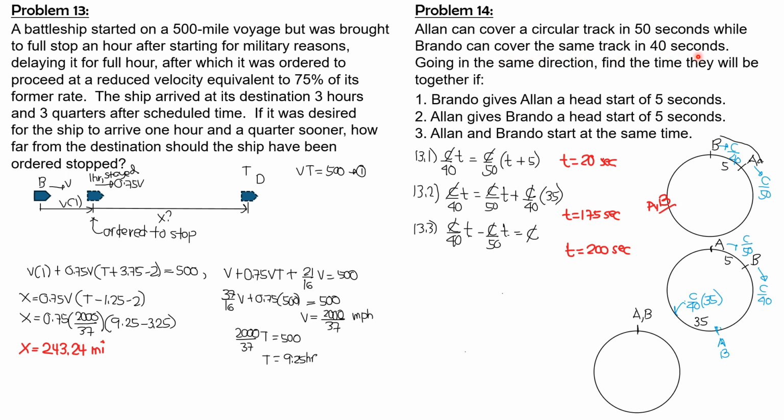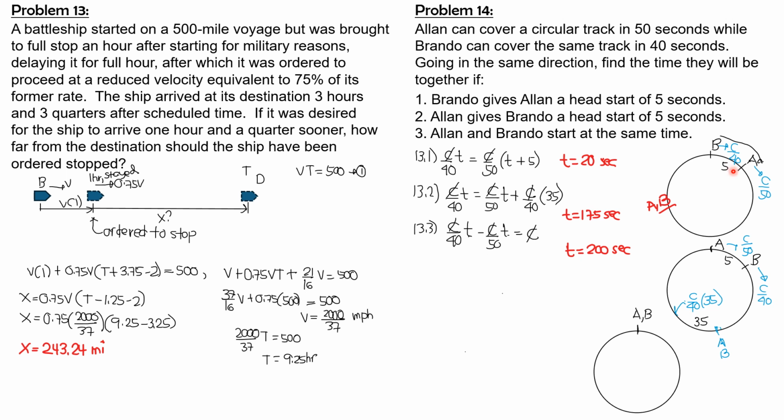Problem 14. Alan can cover a circular track in 50 seconds while Brando can cover the same track in 40 seconds. So in this situation, Brando is the faster runner than Alan. Going the same directions, find the time they will be together if Brando gives Alan a head start of 5 seconds. So this is Brando, and Brando gives Alan a head start of 5 seconds.